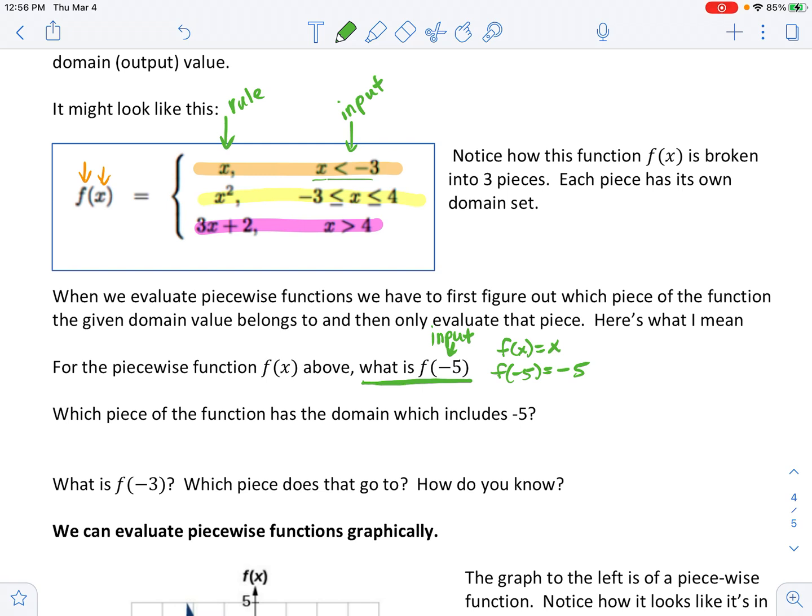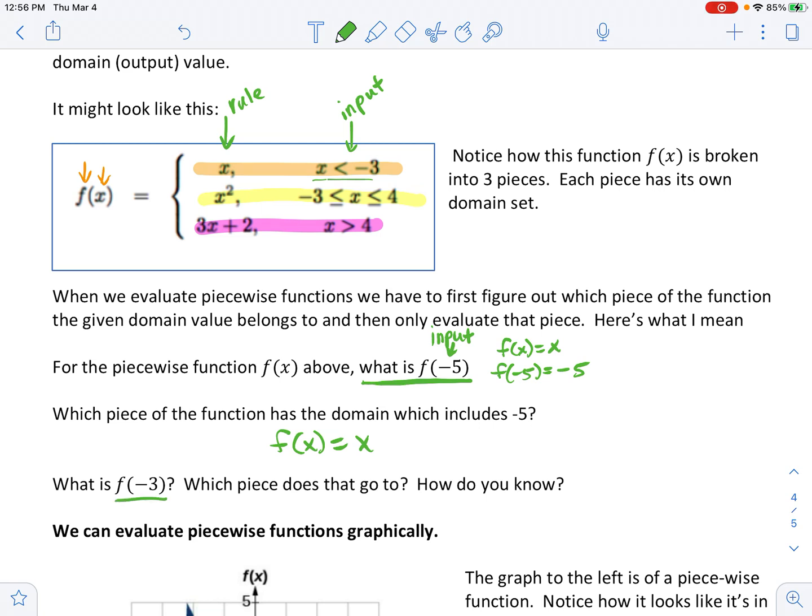So basically, this piece of the function says that f of x equals x. It means whatever the input value is, the output value is going to be the exact same thing. So if the input's -5, the output is -5. So which piece of the function has the domain which includes -5? Well, it's the piece that's f of x equals x. What about the next question?